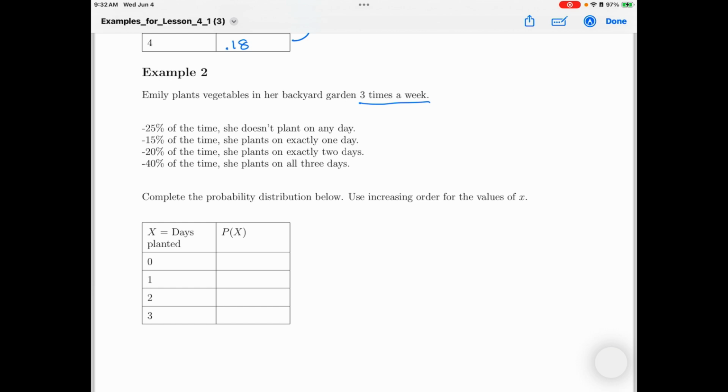Now, the days is our variable. X is the number of days planted. And so since she plants up to 3 times a week, we could have 0 days, 1 day, 2 days, or 3 days. All of the probabilities for the chart are given here. So we just have to make sure that we match the corresponding probability in the table. So 25% of the time she doesn't plant on any day. So that's when x is equal to 0. So for the probability, I'm going to put in 0.25, 25%.